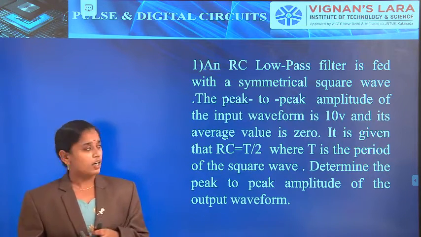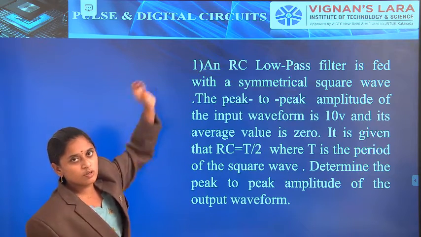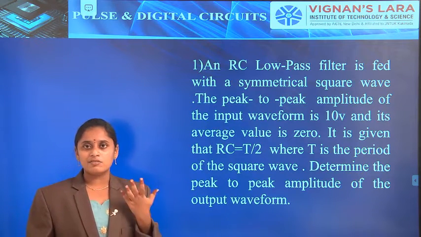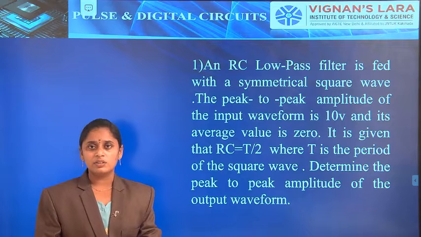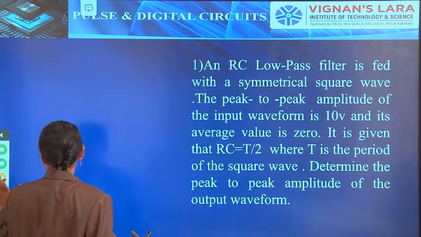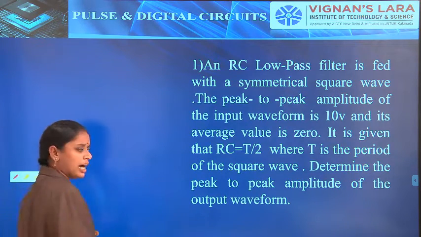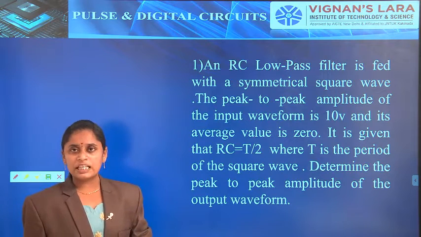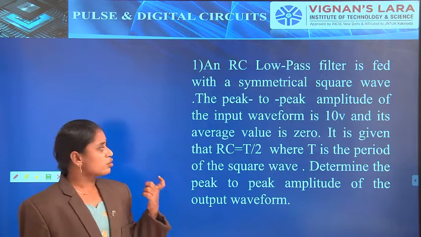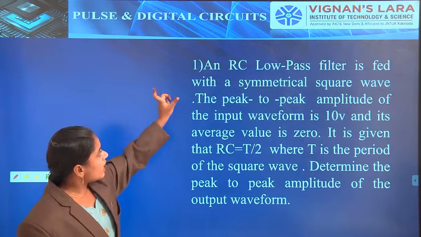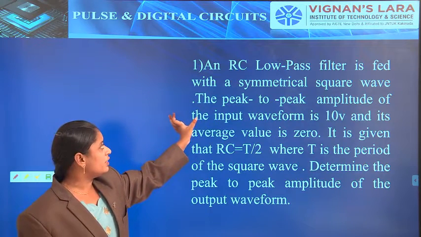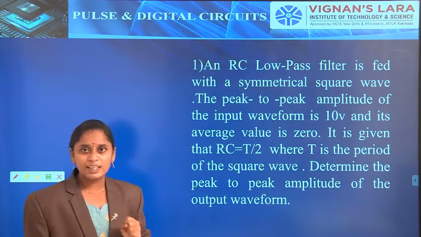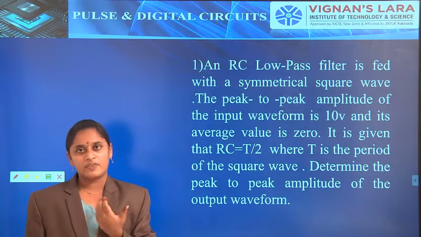We will discuss one problem regarding this unit, about the low pass RC circuit. What is meant by a low pass RC circuit? Here the input is given to the resistor and the output is taken across the capacitor. Just read this problem. An RC low pass filter is fed with a symmetrical square wave. So the given input signal is a square wave signal.